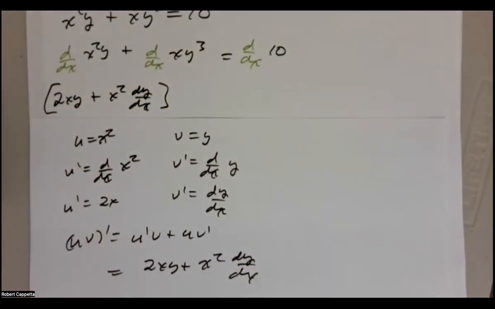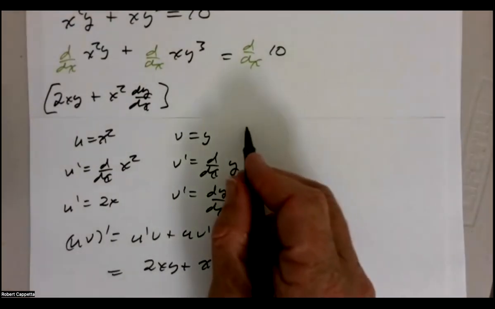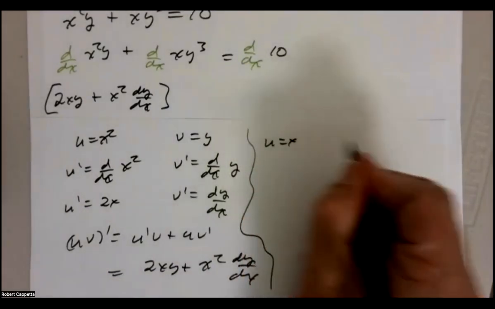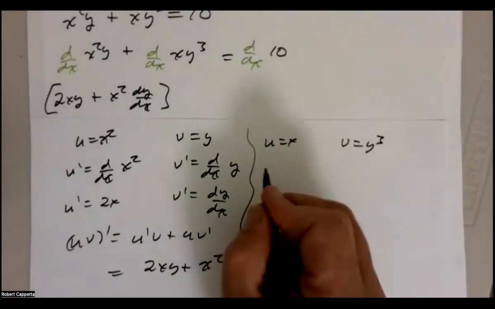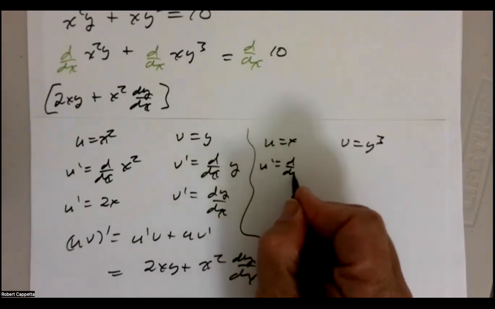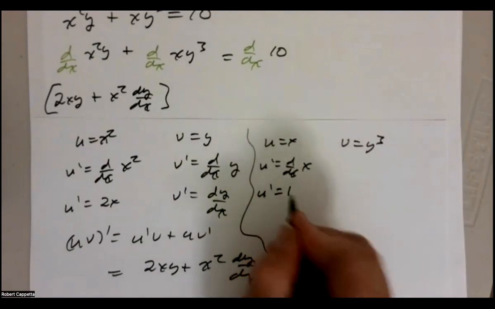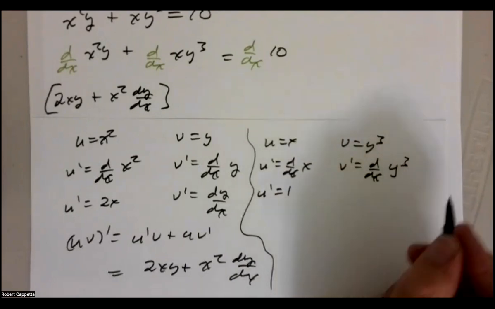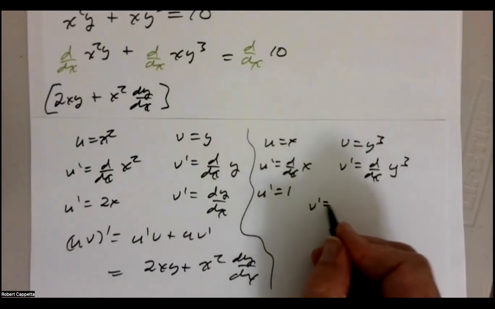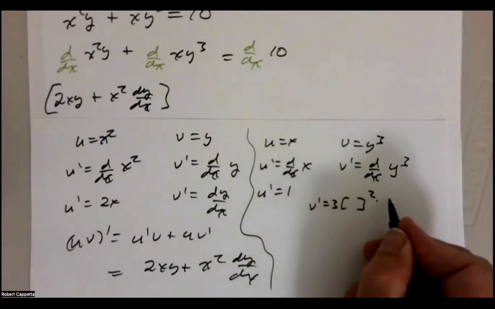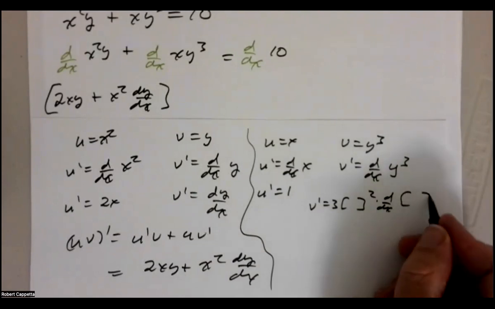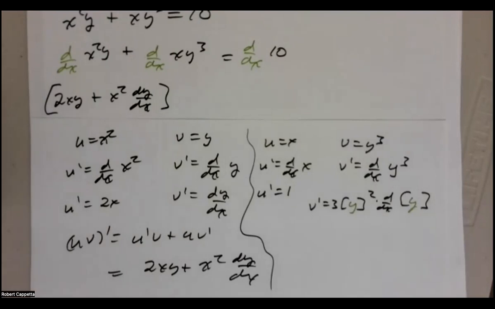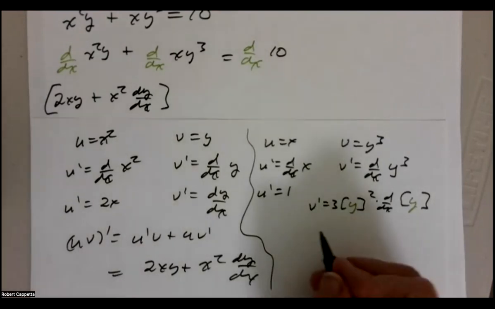Now this next piece I need to do again is xy cubed. How is that going to work? u is x, v is y cubed. u prime is the derivative with respect to x of x, u prime is 1. v prime is the derivative with respect to x of y cubed. What's the derivative of something to the third power? 3 times the something to the second power times the derivative of the something, but this time the something is y. So I get 3y squared times dy/dx.